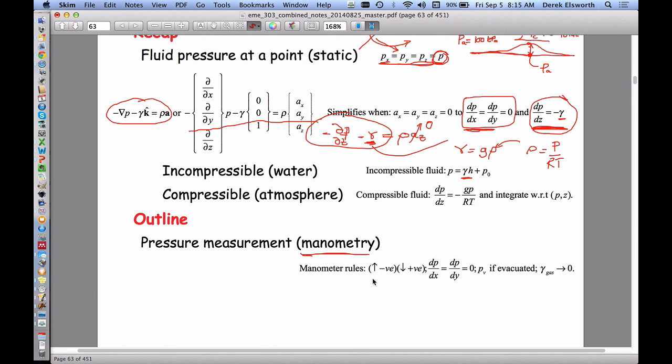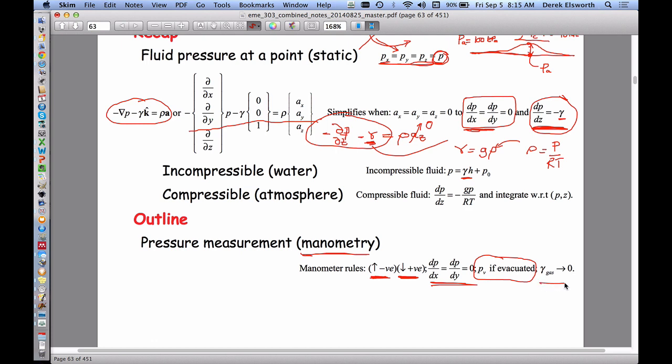The rules are, if you go up in a fluid, then the pressures decrease. If you go down in a fluid, the pressures increase. If you go horizontally in a fluid, the pressures don't change. If the fluid is evacuated and in contact with a liquid, it's always at its vapor pressure.